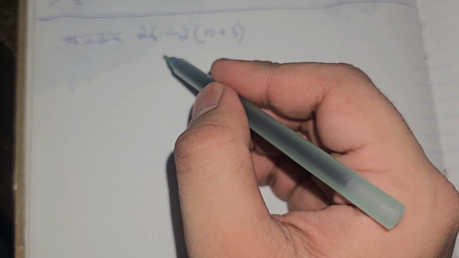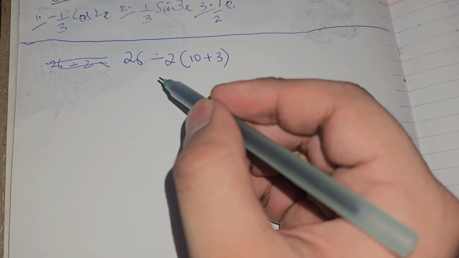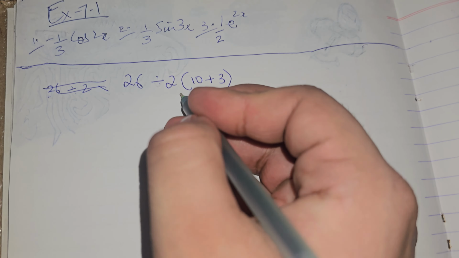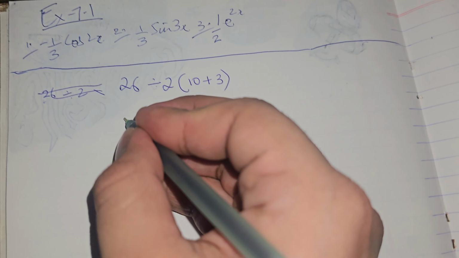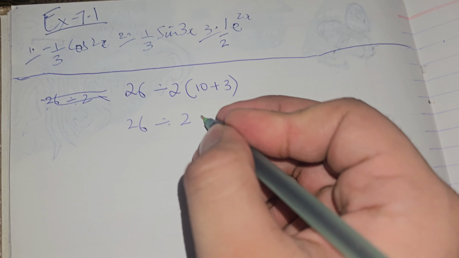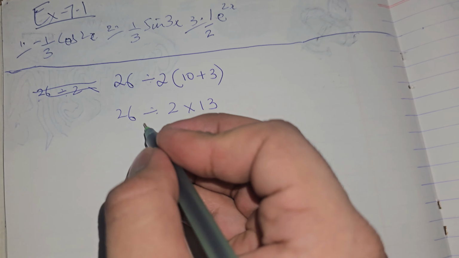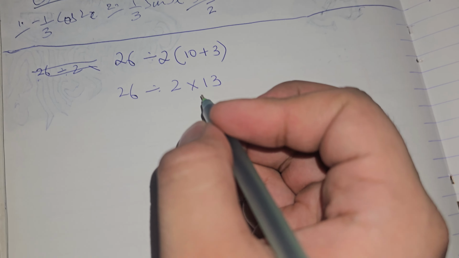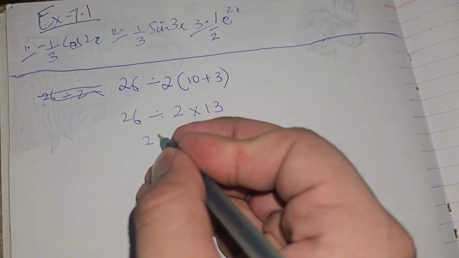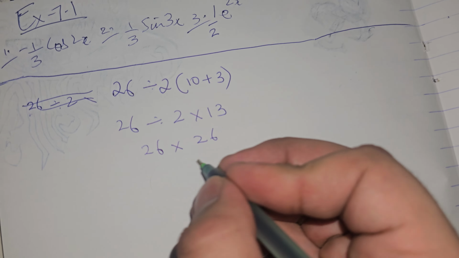People often make mistakes while doing this problem. So this is how we are going to solve it. People solve it like this: 26 divided by 2. They first solve this bracket. That comes out to be 13. Then they just simply do 26 into 26.